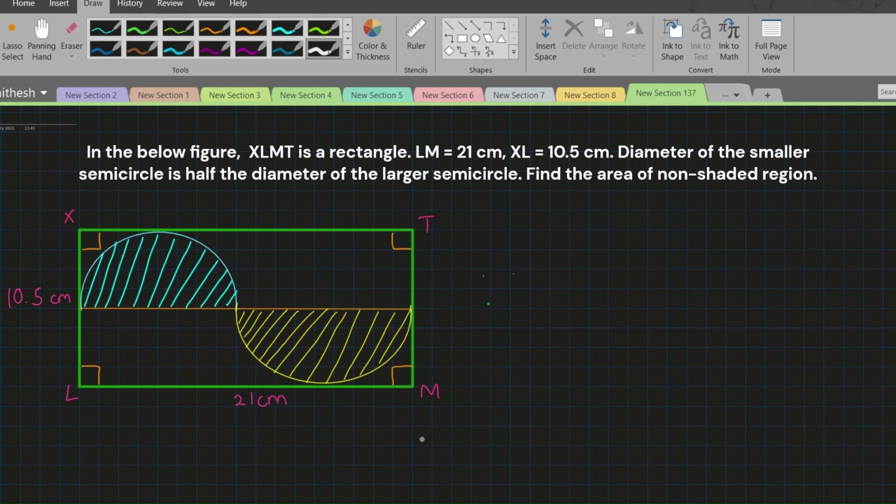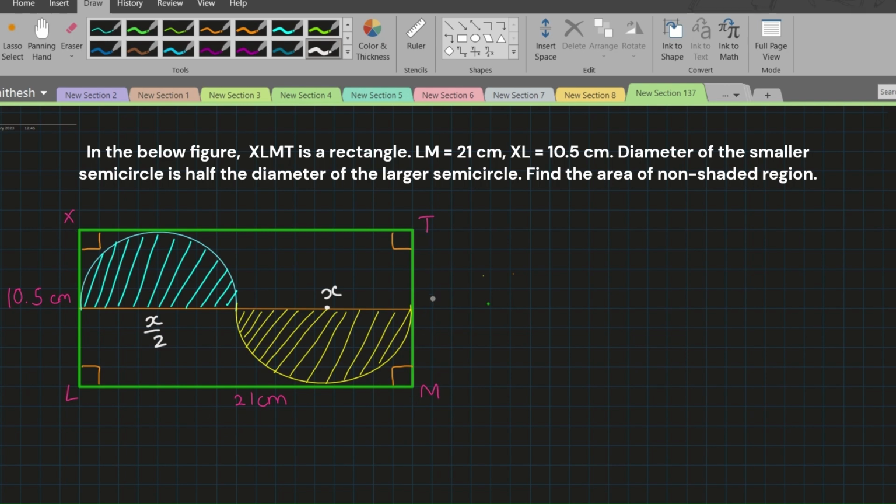We need to find the area of the non-shaded region. It's given that the diameter of the smaller semicircle is half the diameter of the larger semicircle. So let's assume the diameter of the larger semicircle as x and the diameter of the smaller semicircle as x by 2, as it is said that the diameter of the smaller semicircle is half the diameter of the larger semicircle. Now, we have been given a rectangle over here.